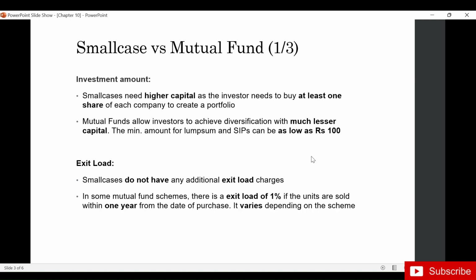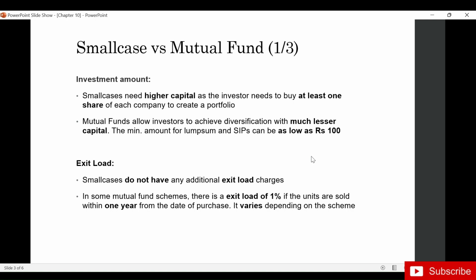In lesson 2 of chapter number 10, we will compare smallcases and mutual funds based on different parameters. So the first parameter is investment amount. Smallcases need a higher capital because investors need to buy at least one share of each company in order to create a portfolio. On the other hand, mutual funds allow investors to achieve diversification and invest in different shares with a much lesser amount, since there is no requirement to buy at least one share.